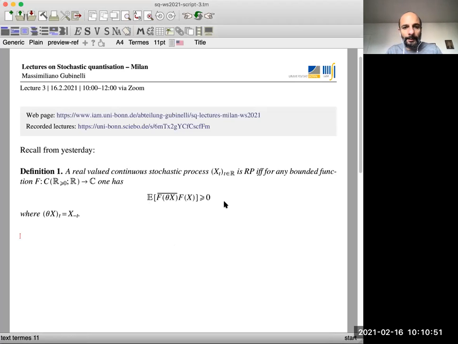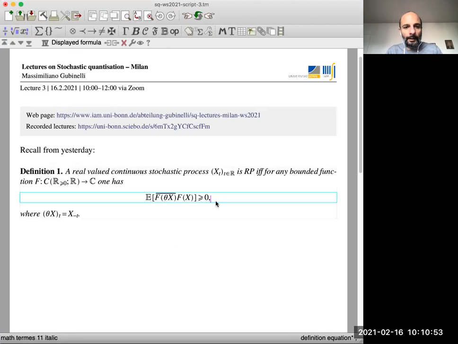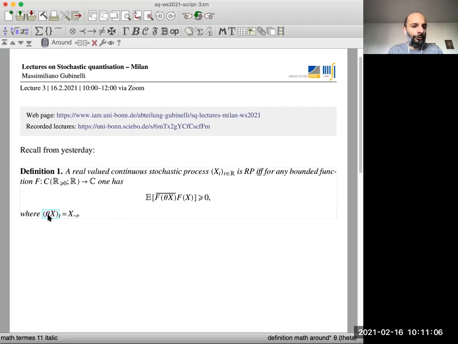Yes, maybe I didn't get it. So this will be our definition, okay? You can imagine very well that your process can depend on other variables, but reflection positivity refers to a particular symmetry. So it has to be an involution.